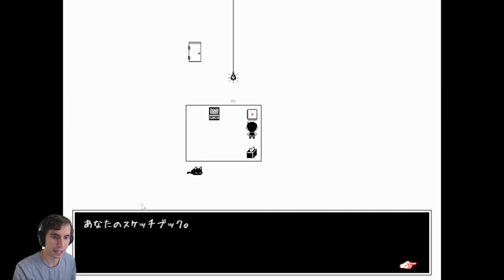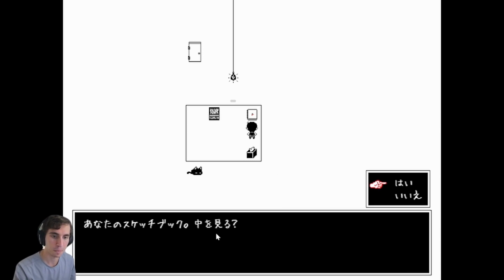And then it looks like we have... Oh, okay. I thought this was a diary, but it's actually a sketchbook. So, anata no. Anata is you. No, possessive marking particle. Sukechi buku. Sketchbook. So, again, lots of katakana. We're going to see a lot of that.